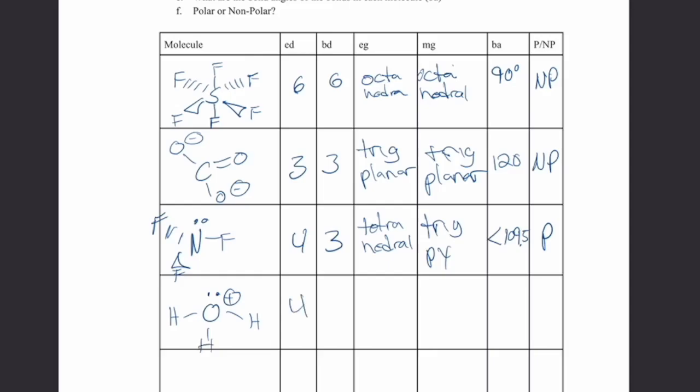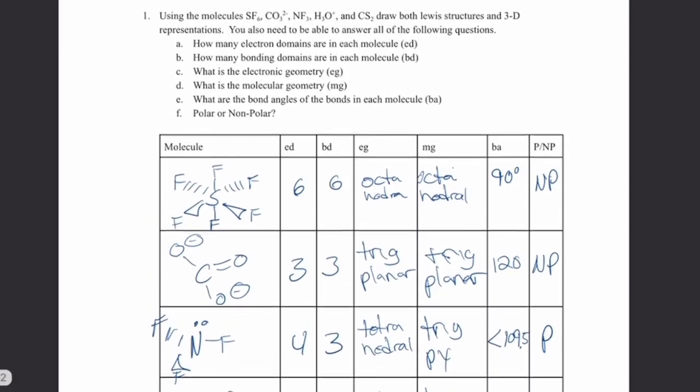Electron domains 4, bonding domains 3, electron geometry tetrahedral, molecular geometry trigonal pyramidal, and again bond angles less than 109.5, and of course a polar molecule.